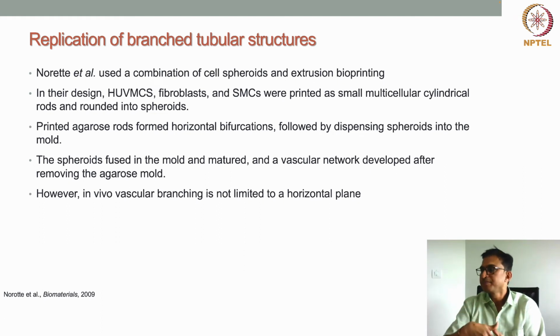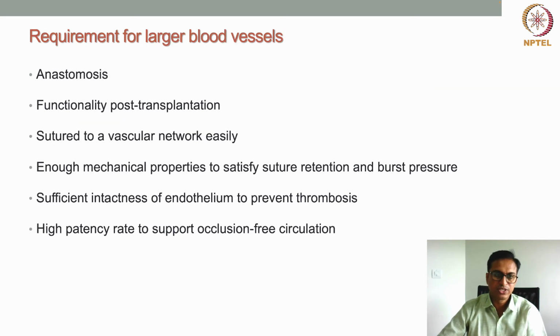But in case of in vivo or in native tissue, the branching can also happen in different planes. It's not limited to only one horizontal plane. It can be in different vertical planes. So there are more strategies required to generate this kind of structures. And as I earlier mentioned, the printing of vascular channels within the embedded gel by 3D bioprinting in the support bath concept can be very well used to generate that kind of structures.